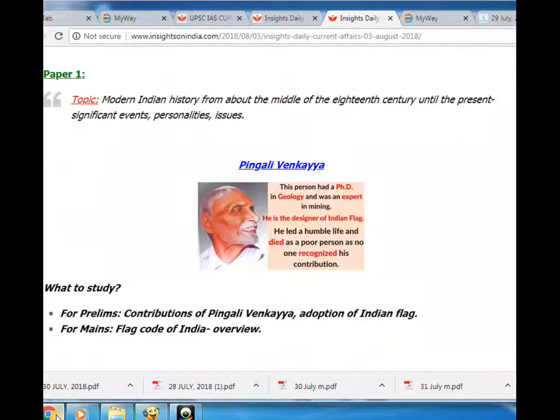Paper 1. Topic: Modern Indian history from about the middle of the 18th century until the present. Significant events, personalities, issues. Pingali Venkayya. What to study? For prelims, contributions of Pingali Venkayya, adoption of Indian flag. For mains, flag code of India.